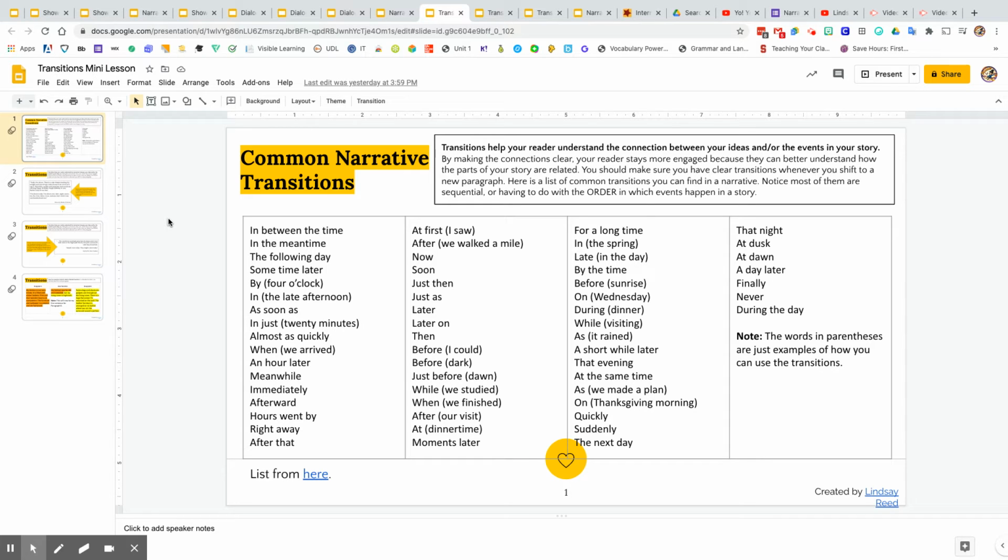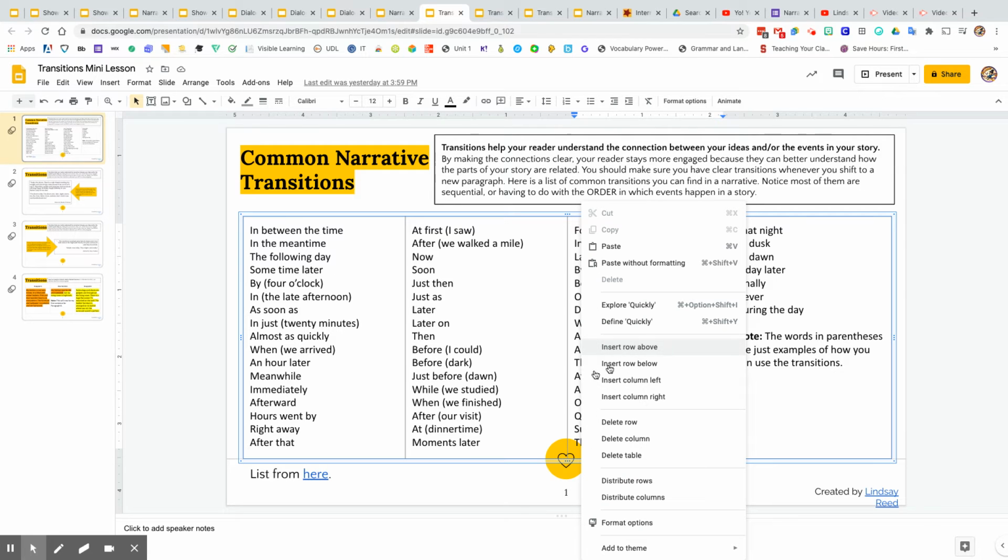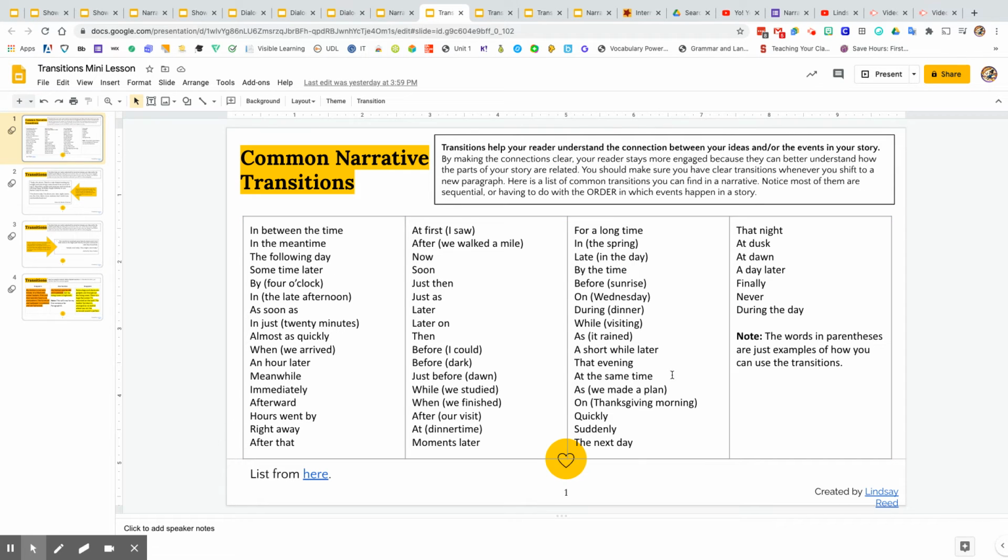So, in most narratives, a lot of the transition words or phrases that we will be using have to do with sequence or the order in which events happen. And I have given you this list of common narrative transitions that you can use while you are writing. So, note that anything that's in a parenthesis, like as it rained right here, that's just giving you an example of how you could use the transition.